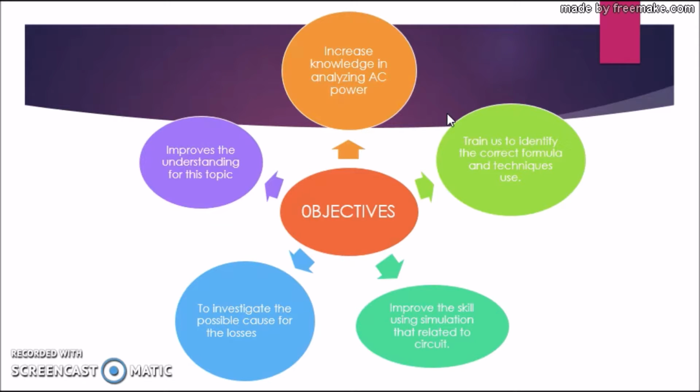First of all, as we know, the main topic of this assignment is known as AC power analysis, power factor correction. So, my first objective is to increase knowledge in analyzing AC power. By using the information that had been given in the question, we need to use the value correctly to get the value for the calculation.